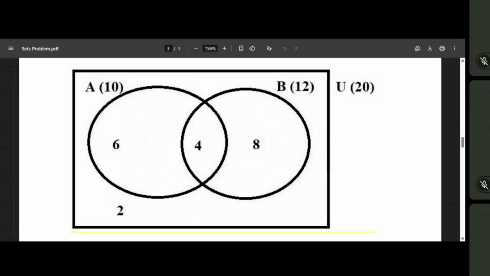It can also happen the 2 there will be represented by any alphabet, and you'll be asked to calculate the value of that alphabet. All you have to do is to add 6 to 4 and 8, and you subtract the sum from 20, and that gives you 18 from 20 will give you 2. I think that is perfect now.